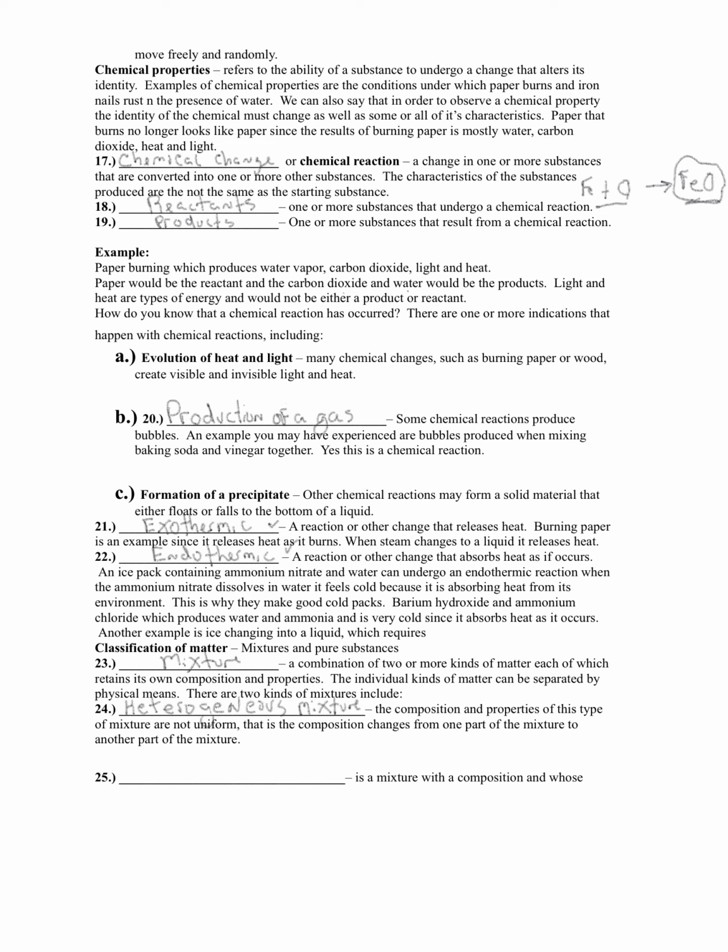I'm not going to finish that in this unit. The classification of matter. You can have mixtures of pure substances. So what is a mixture? It's a combination of two or more kinds of matter, each of which retain its own composition and properties. The individual kinds of matter can be separated by physical means.